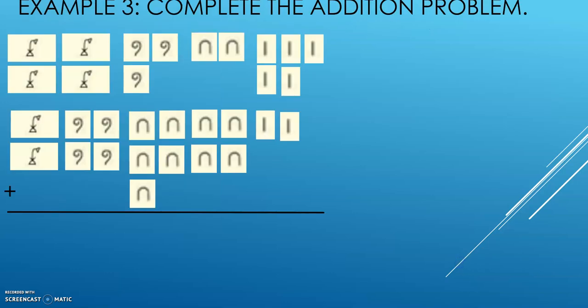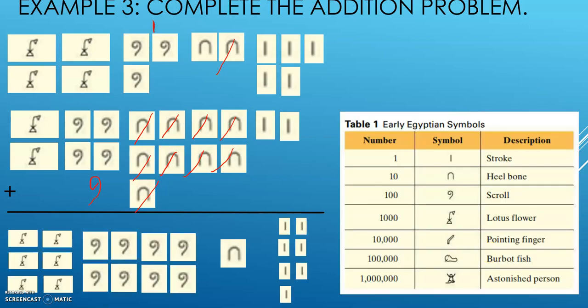Example 3, complete the addition problem. Let's first look at the strokes. There are 7. Heel bones, count them. There are 11, so we do need to regroup. Add 1 to the scrolls. So make another scroll over here. We've got 1, 2, 3, 4, 5, 6, 7, 8, 9, 10 heel bones to make that 1 scroll. There is 1 heel bone left. We now have 8 scrolls and 6 lotus flowers. If you're writing that number in the Hindu-Arabic form, it would be 1,817.